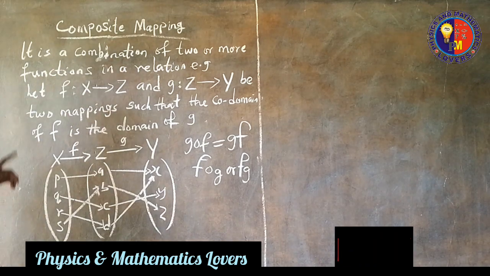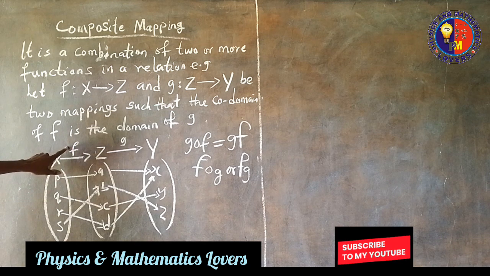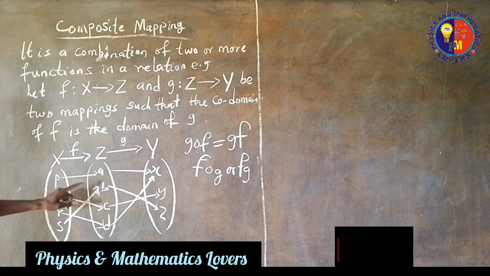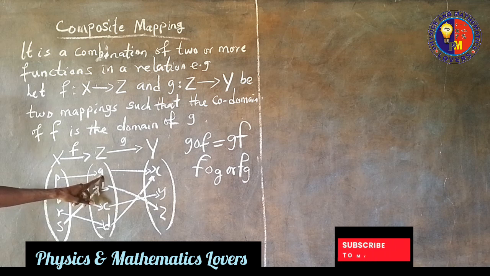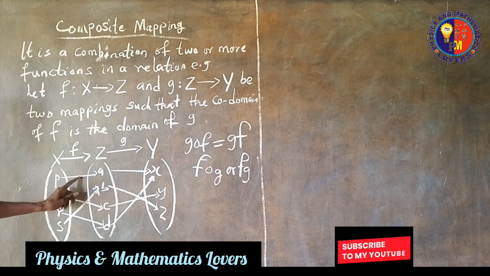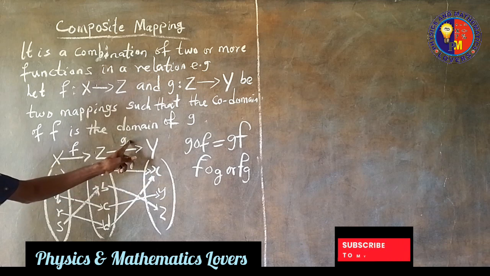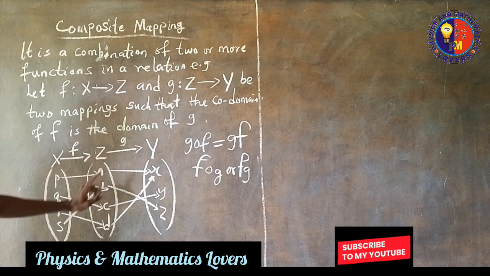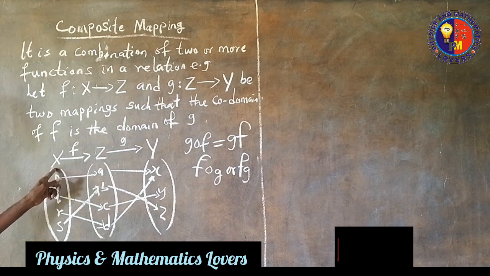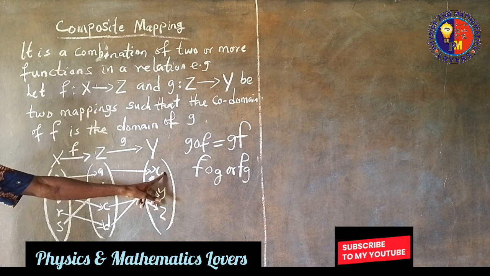Now let's look at the diagrammatic representation of this information. What happens here is that this function f takes an element in the domain x and produces an image a, which is an element of the codomain. In the same way, this function g takes an element in its domain, which is the codomain of f, and produces an image. Are you getting it now?